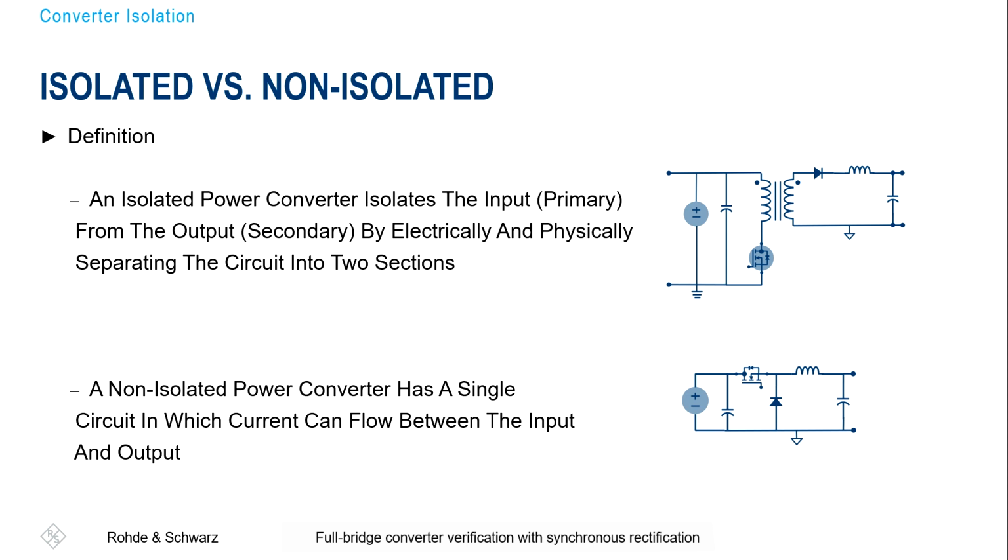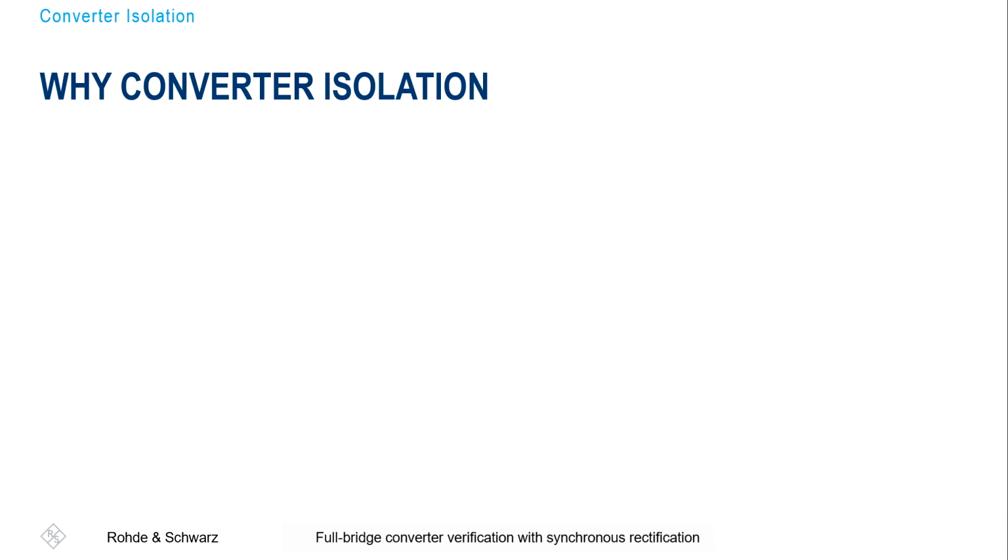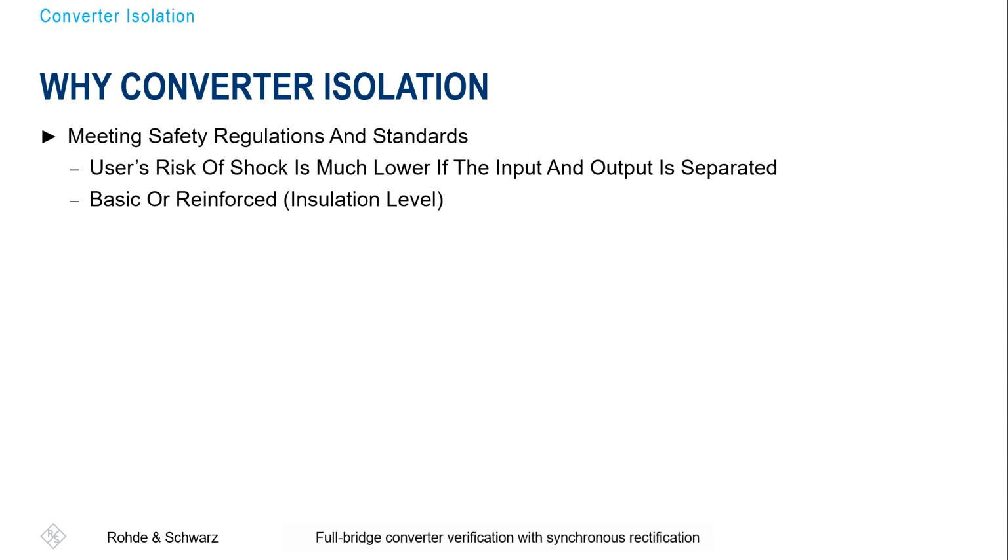But the more important question is, why do we need converter isolation at all? This is actually what we have to answer, and there are, of course, several reasons for that. The most important thing is that we have to follow the safety regulations and standards. Otherwise, you cannot develop your product and bring it to your market.